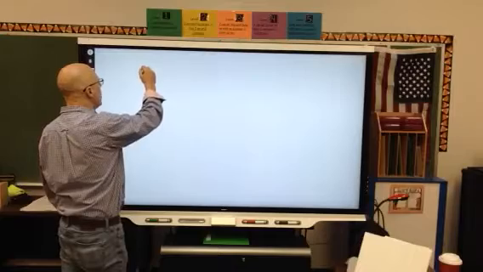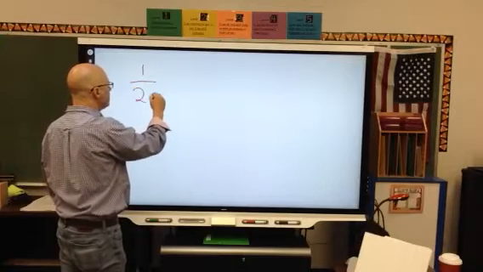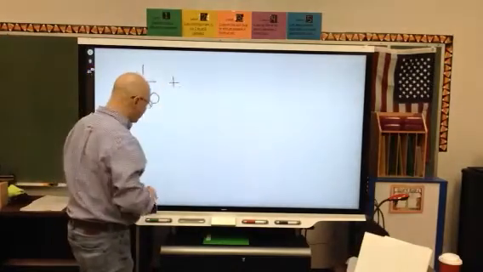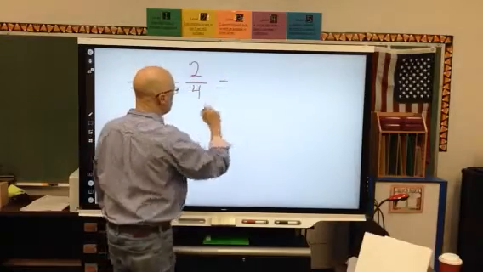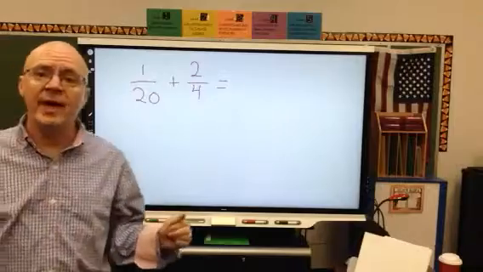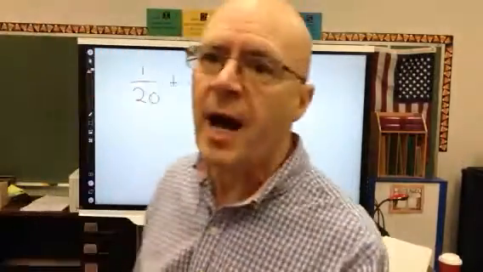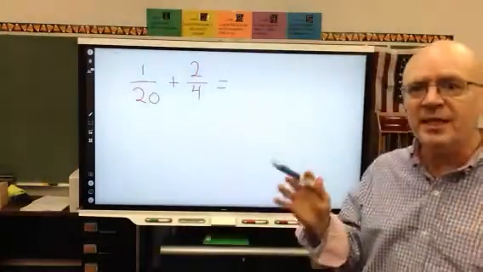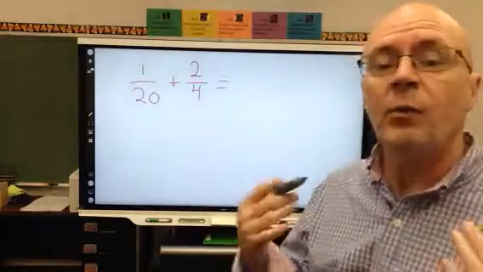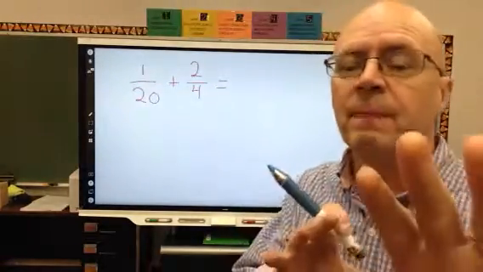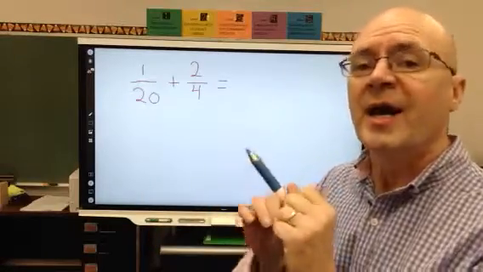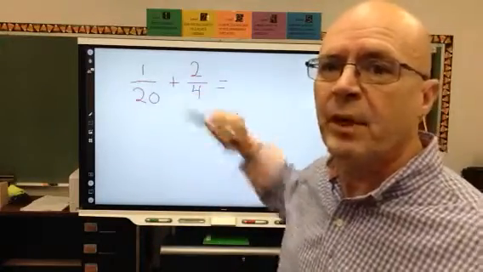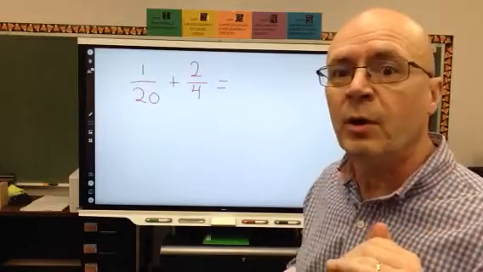Let's say I've got 1/20 plus 2/4. Now I cannot do that in that form. I need to have a common denominator. The bottom numbers need to be the same. So, if you want to do it my way, you don't have to do it my way. If you want to do it my way, we start with the smaller denominator, and see if we hit that bigger one when doing the multiples.